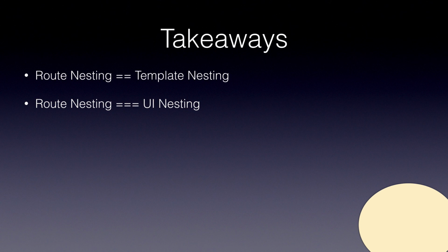The takeaways. What do I think are the most important things that I'd like people to take away from this talk? First, I'd like to say route nesting is equal to template nesting. But note that's a double equals, not a triple equals. It's mostly, JavaScript-y, equal to template nesting. It's kind of duck equal. But I think that route nesting should be triple equal to UI nesting. Conceptually, your UI and the way you nest it should match up to how you've prepared your routes. Because if it's not, then you're probably going to end up with some bugs.